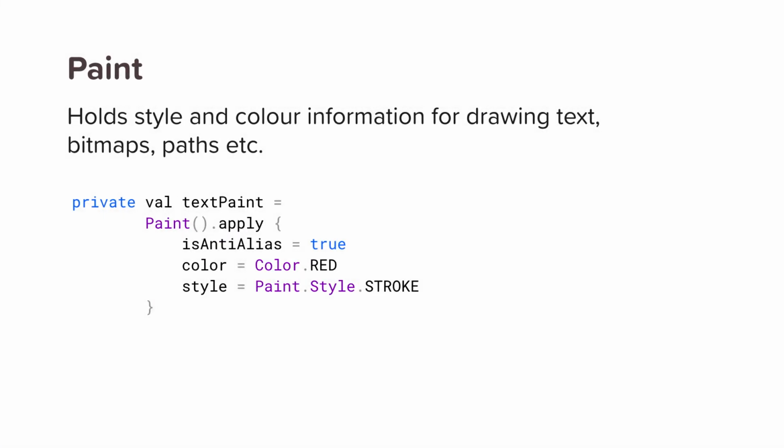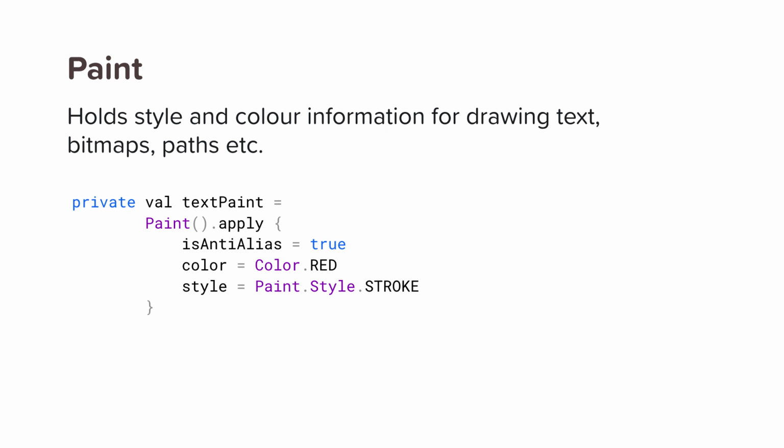Okay, so a paint, kind of how you would think a paint in real life works, basically holds style and color information for drawing different things, like drawing your text, drawing paths, drawing bitmaps, all that kind of stuff is supplied with a paint object. In this case, I'm creating a paint object and then applying different properties to it, applying the color red and a paint style of stroke.